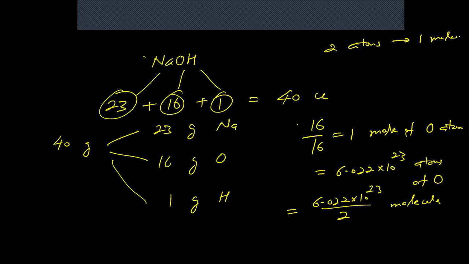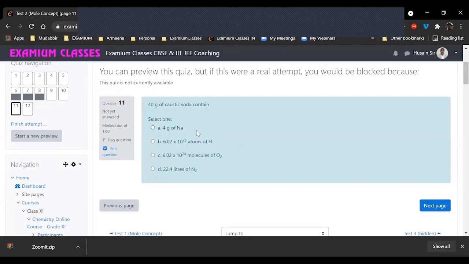Okay. So if 2 atoms equal 1 molecule, 4 atoms will be 2 molecules, means half. So half, applying unity method. So it is not 6.022 into 10 power 24, not the answer. Correct answer is the second one. This one, 6.02 into 10 power 23 hydrogen atoms.